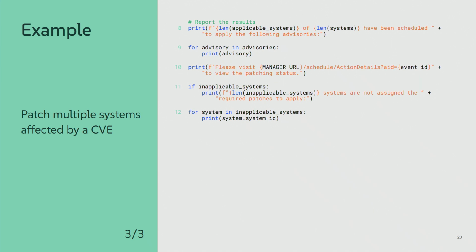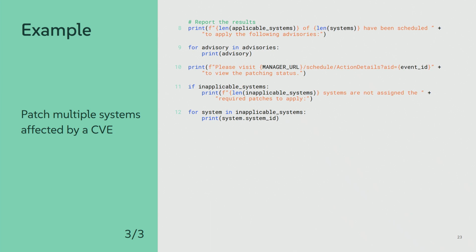So first, what I'm doing at step 8 is just reporting the number of systems that have been patched. Also, of course, the number of total systems. And after that, I print a list of advisories that are actually installed. And at step 10, I'm preparing a full URL of the scheduled action, so that when clicked, you can directly go to the event details and see the result of the patch installation event for each of the systems.